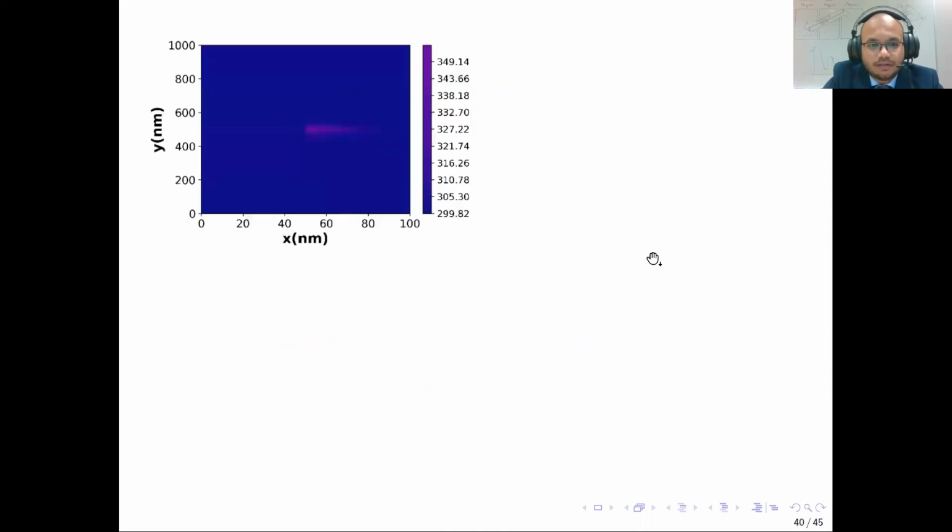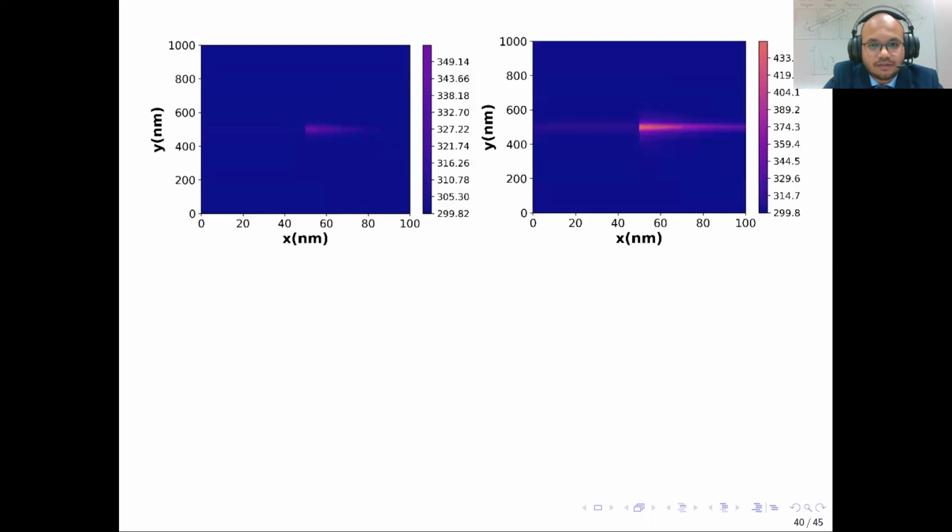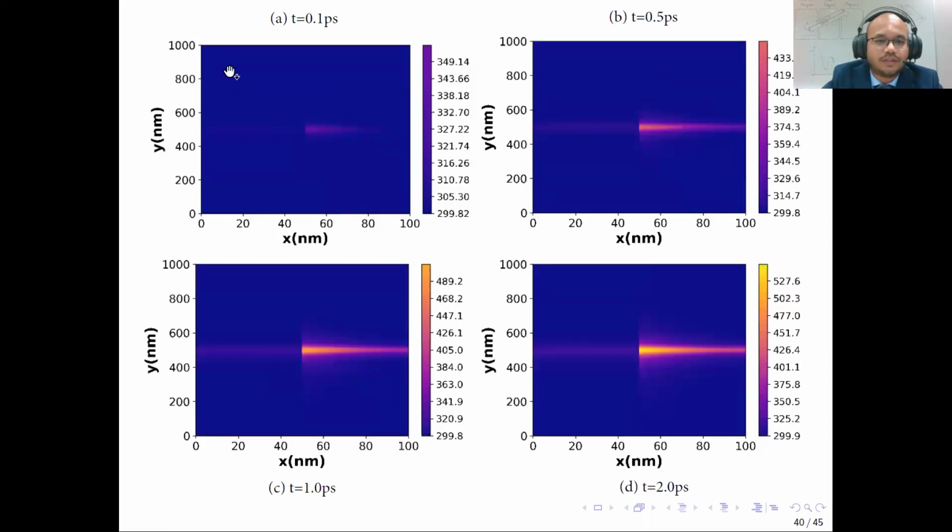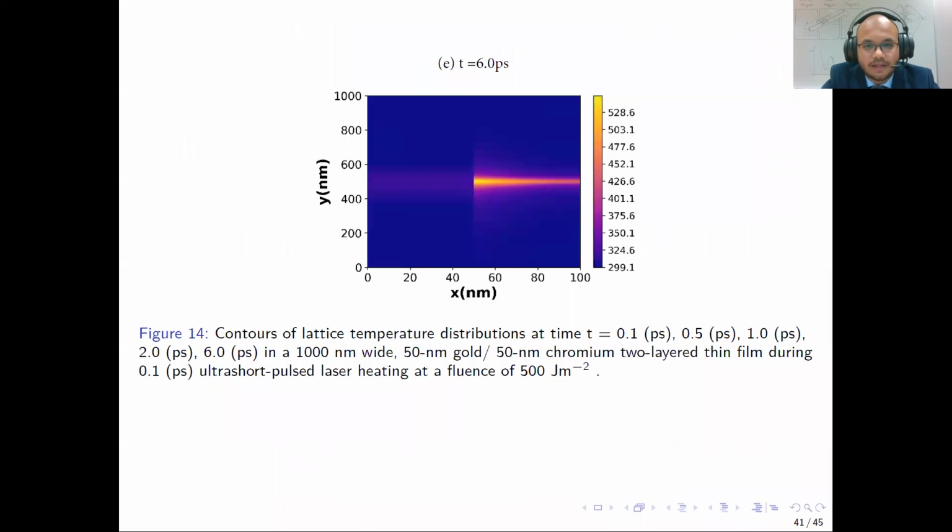And then these are the lattice temperature. The first one is for 0.1 picosecond. The second one is for 0.5 picosecond. The third one is for 1 picosecond. The fourth one is for 2 picosecond. And as you can see, the lattice temperature for the gold remains around room temperature, and that's for the 6 picosecond, which confirms the graph in the nonlinear case too, that the lattice temperature is the highest around 6 picosecond and least at 0.1 picosecond.